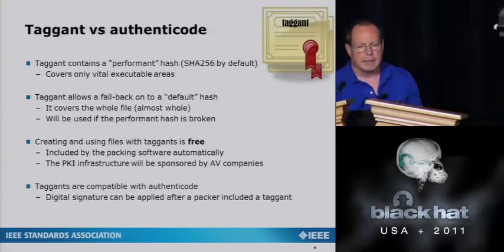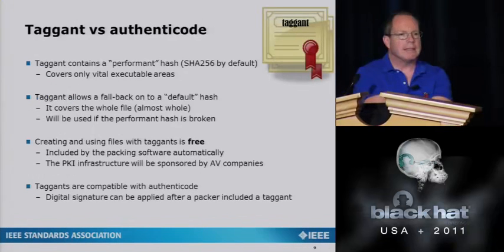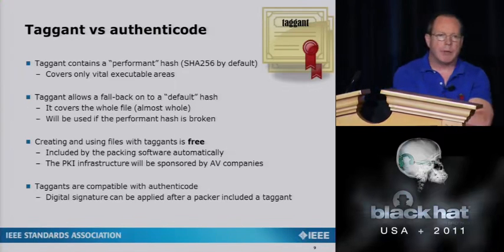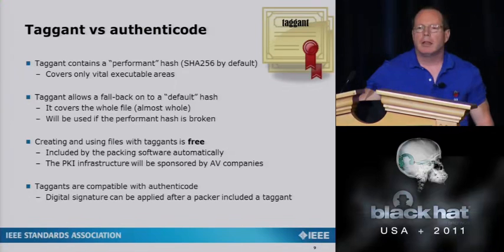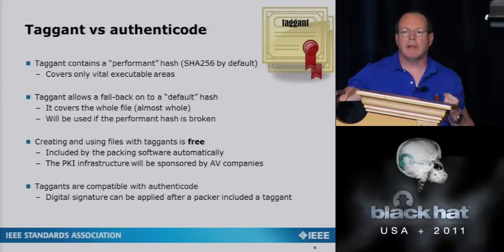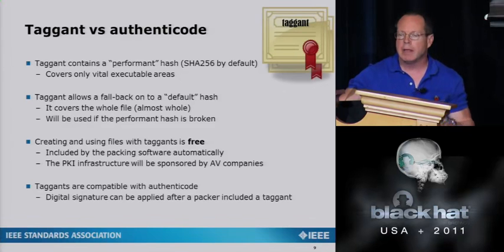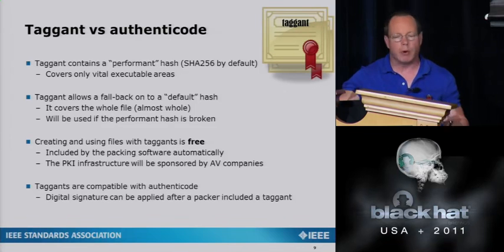So Taggant is similar to a digital signature, but it varies in a couple of key ways. First, the packer companies know when they write their packer what is the important part of the code for them to protect, for them to be able to verify that no one has been manipulating their code in a meaningful way, such that you can take an executable, modify it, and have it still function, but yet function in a different way than when it was packed. So they will be able to hash just those important areas of the code, and that we call the performant hash.